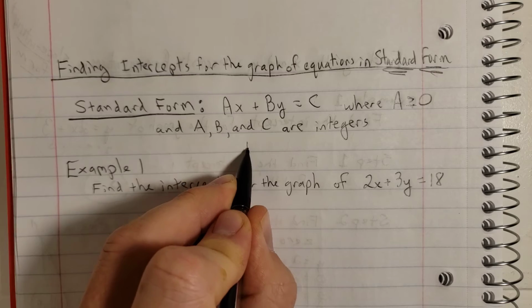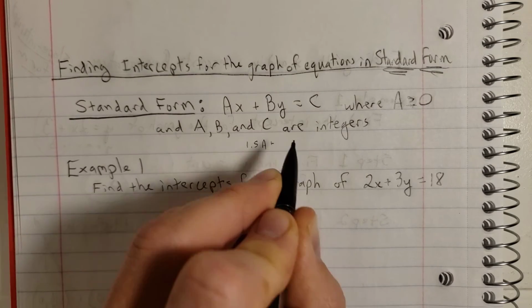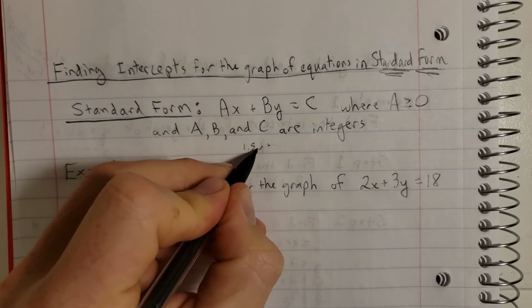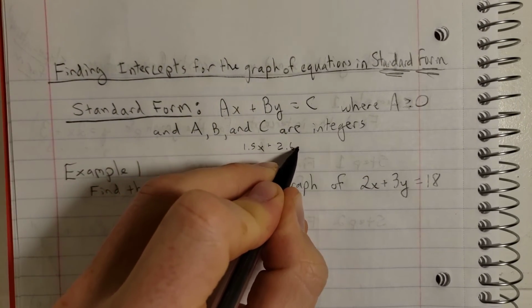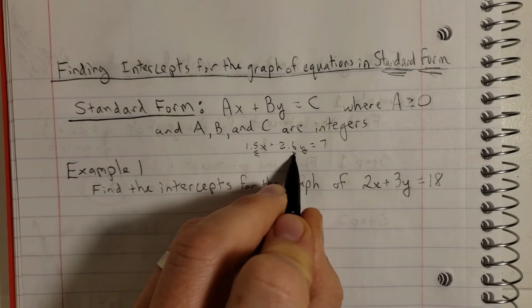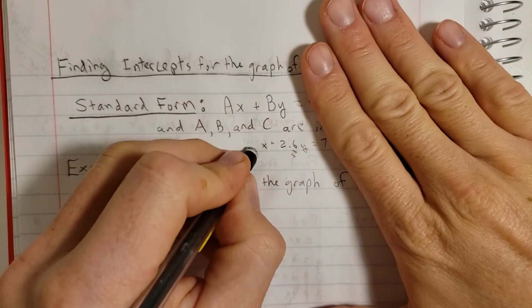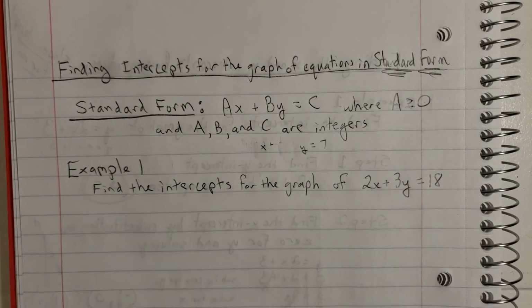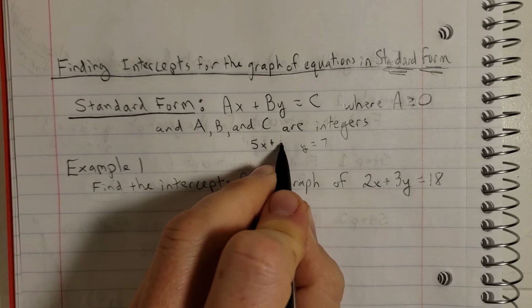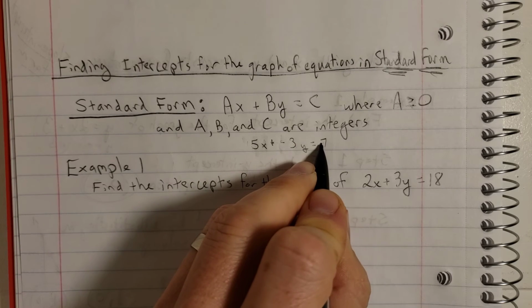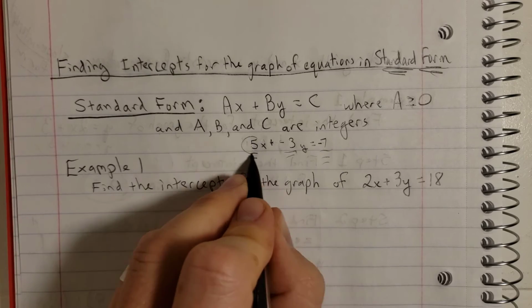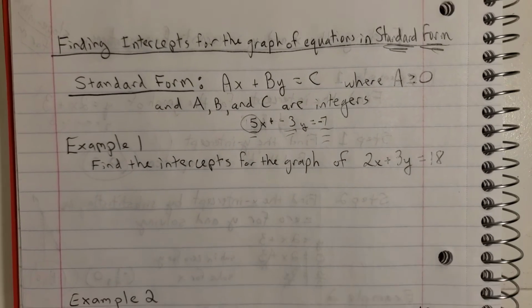So therefore, you can't have something like 1.5x plus 2.6y equals 7, because those aren't integers. You have to have something like this. A whole number there that's greater than or equal to 0. This can be a negative, and this can be a negative. But these numbers can't have any decimals, and this one has to be positive. All right, that is official standard form.